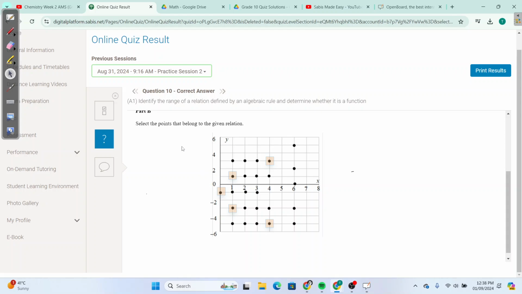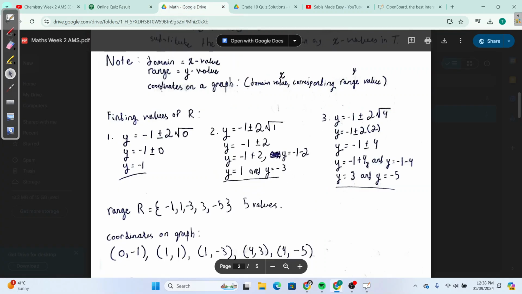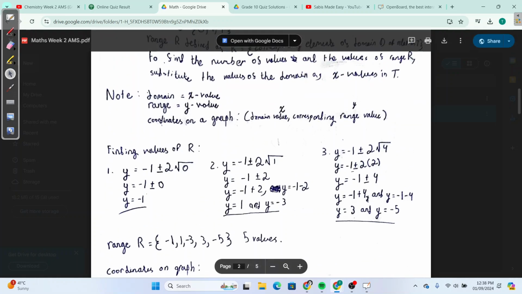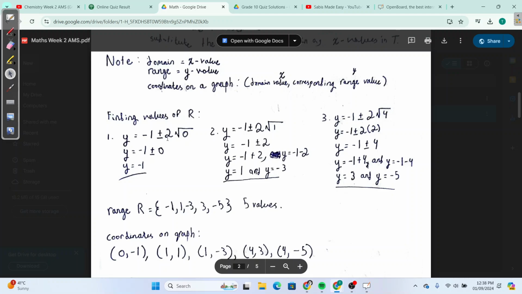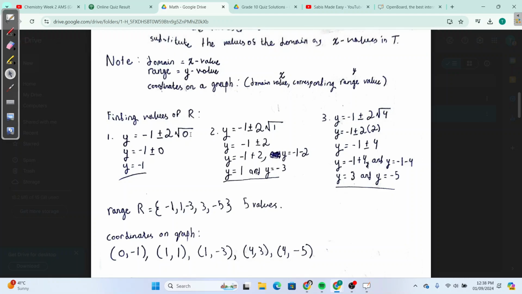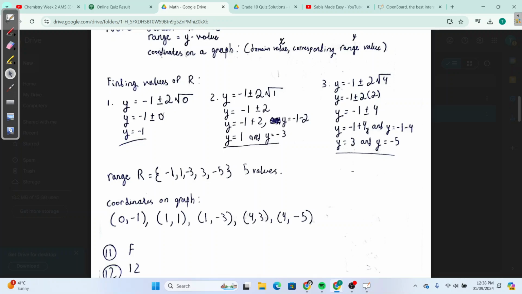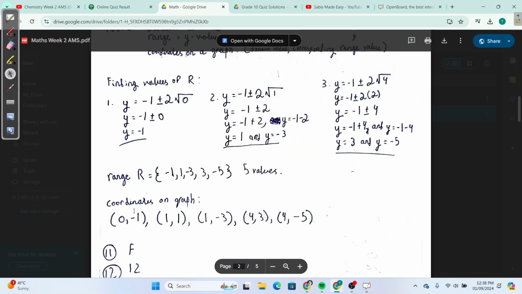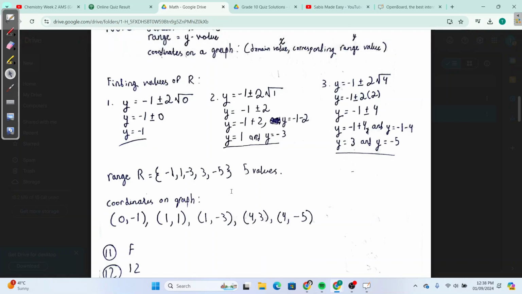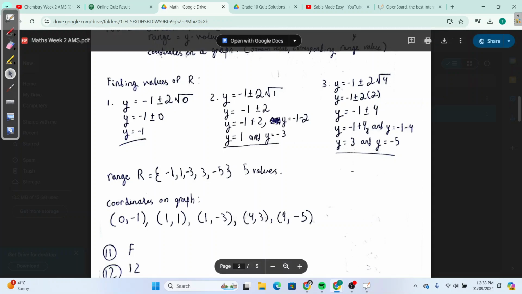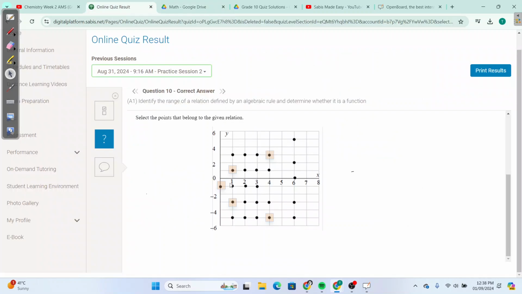Okay, part B. Select the points that belong to the given relation. Now, you use this note for part B. You find the values of the domain, so 0. You don't even need to look at the domain, you just look at the values you substituted for x, which are essentially the domain values. As you can see, 0 and our y was negative 1, so I write it down, 0, negative 1. 1 for our x, and we got 1 and negative 3, so you write both of these down, 1 and 1 and 1 and negative 3. Now for the 4, you do the same, and these are your points. Now you plot them on the graph. As you can see, 0, negative 1, 1 and 1, 1 and negative 3, 4 and 3, and 4 and negative 5, which were our points.